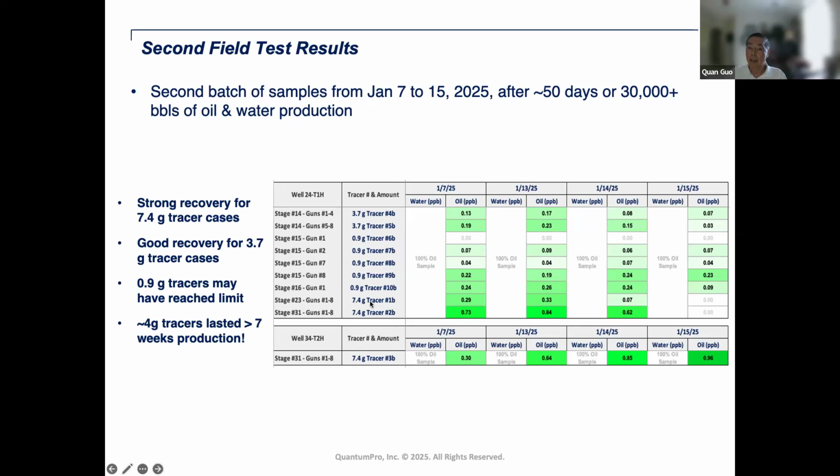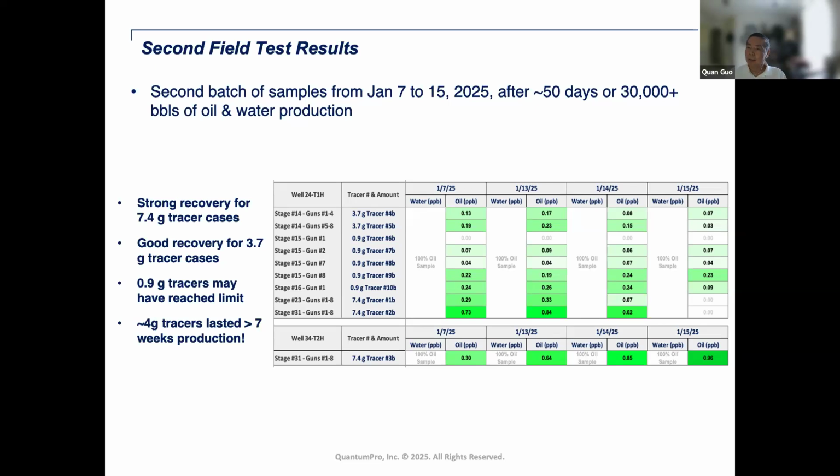And we see all the 7.4 gram tracer cases showed a good tracer recovery, very strong. And the 3.7 gram tracer cases showed a very good tracer recovery as well. For the 1 gram tracers, in some of the stages we didn't see anything, although most of them still showed a very strong recovery.